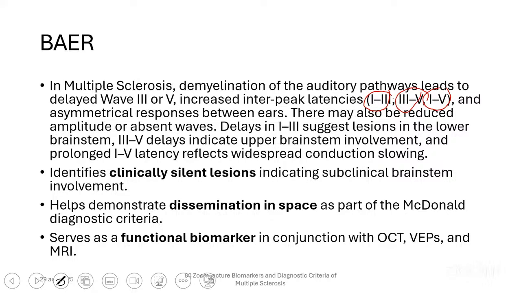The delays in 1 to 3 suggest lesions in the lower brainstem. 3 to 5 delays indicate upper brainstem involvement, and 1 to 5 latency reflects widespread conduction slowing. These clinically silent lesions, indicating subclinical brainstem involvement, are identified by the BAER test. And BAER helps to demonstrate dissemination in space as part of the McDonald criteria, and it serves as a functional biomarker in conjunction with OCT, VEPs, and MRI.